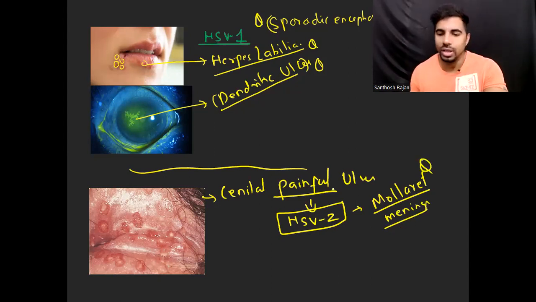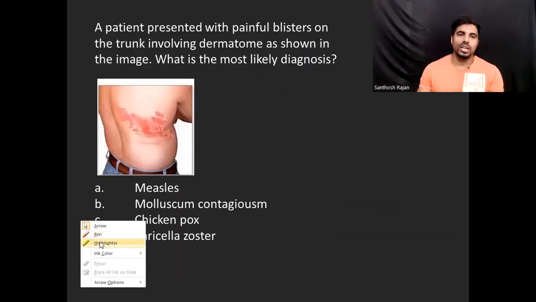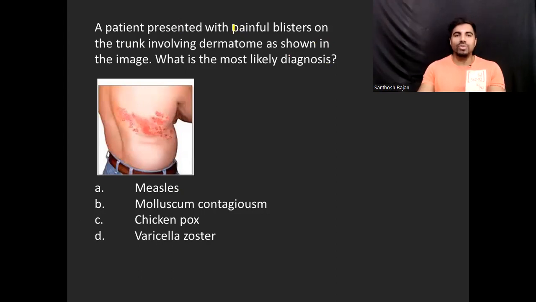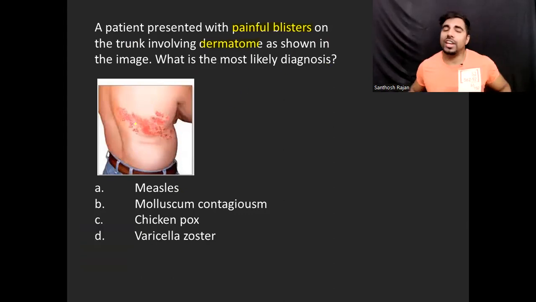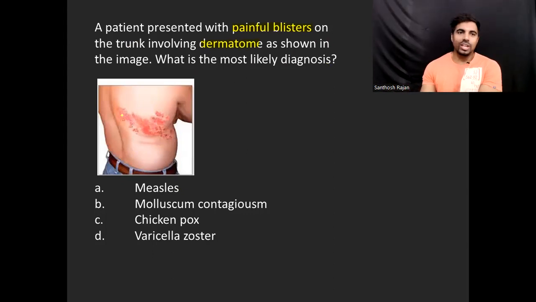These are important, I'm just brushing up the things. Right, next. Now look at this question, a beautiful question. A patient presents with painful blisters on the trunk involving dermatomes, meaning only on that dermatome site. You see it in the image. What is the most likely diagnosis? You will see this case very commonly in practice, during internship and after PG. The rash is along the dermatome, unilateral, painful blisters in an adult. So what do you think?